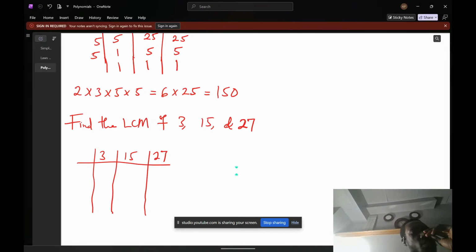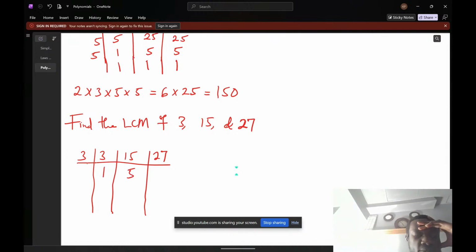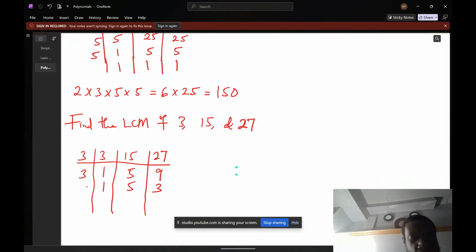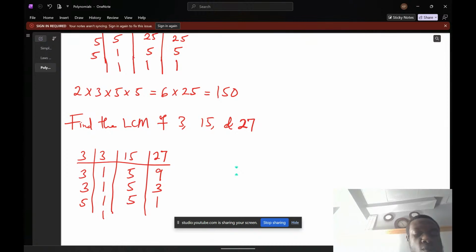So now let's divide by 3. 3 divided by 3 is 1. 15 divided by 3 is 5. 27 divided by 3 is 9. Now let's divide by 3 again. 1, 5. 9 divided by 3 will give us 3. Let's divide by 3 again to get the last 3 to become 1. So that's 1, 5, 1. So now let's divide by 5. 5 divided by 5, 1, 1, 1.